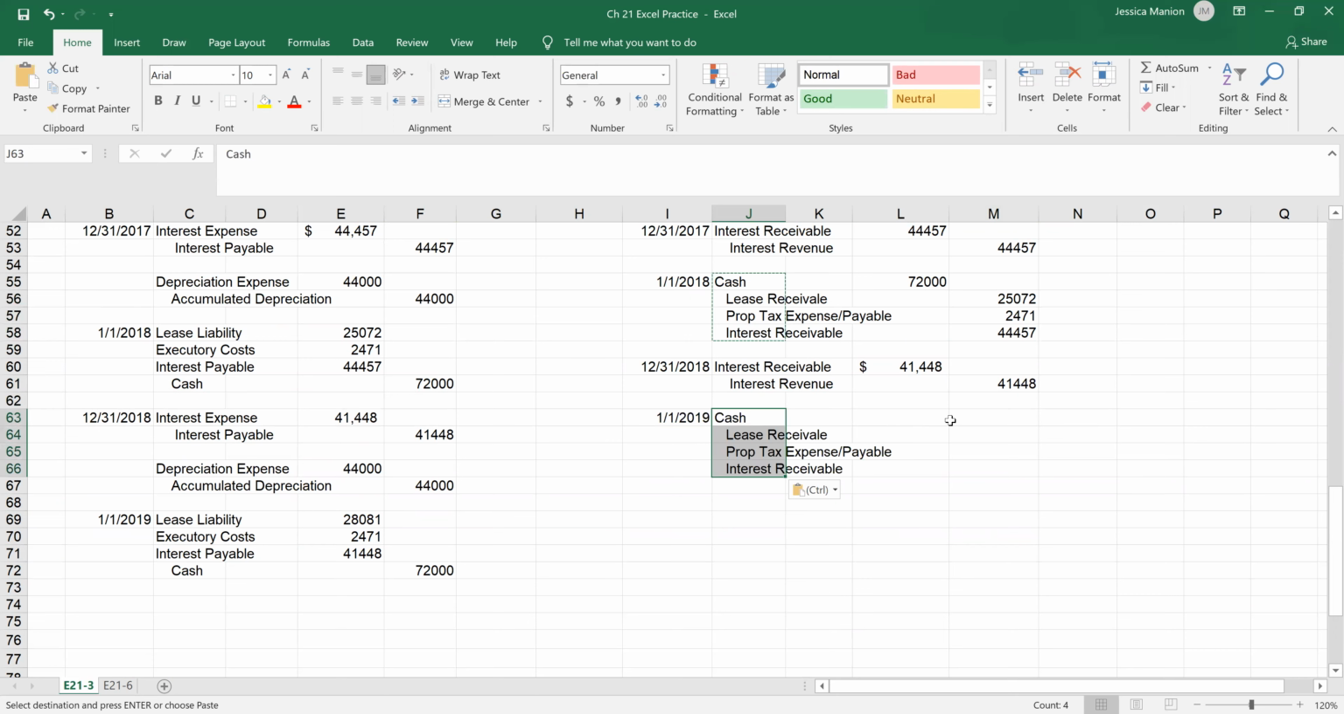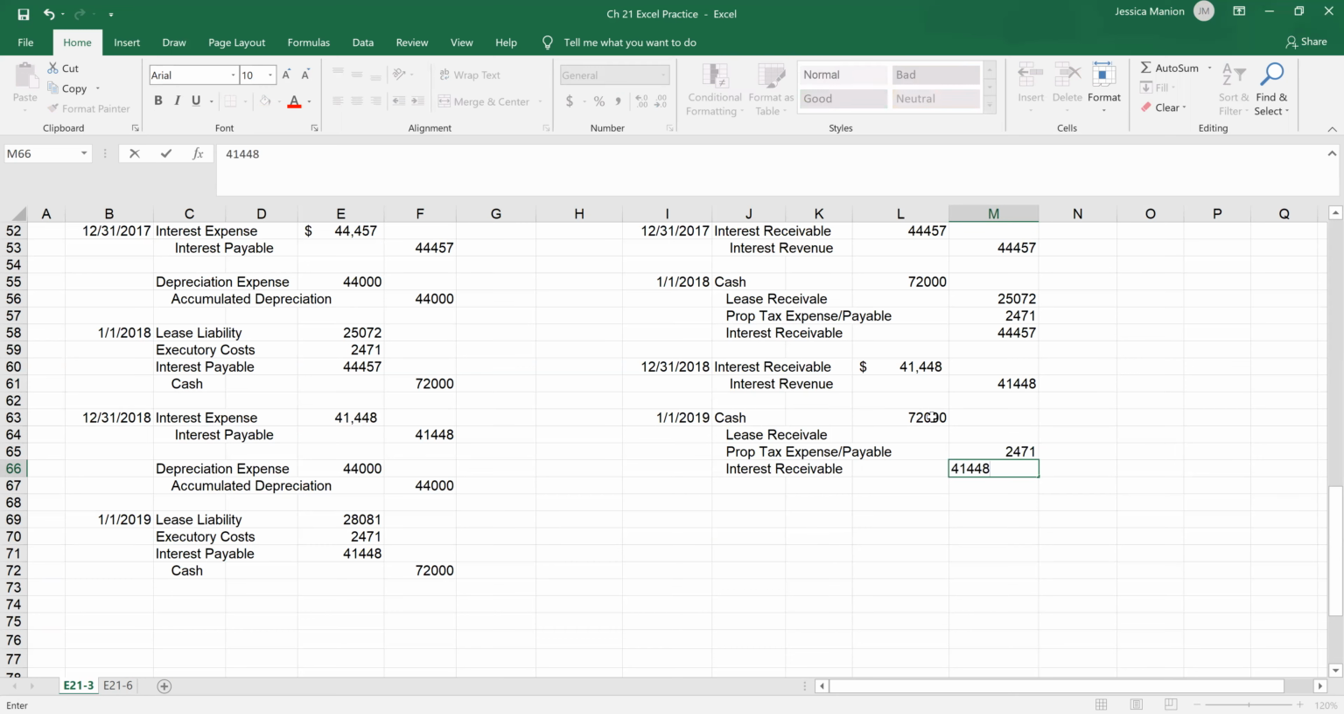And then January 1, 2019, our payment, or how we allocate our payment, is just going to be just like this. So we've got the debit 72,000. We know that the property taxes are 2,471. We know we're going to have interest receivable 41,448. The difference is the reduction of the lease receivable: 72,000 minus 2,471 minus 41,448.